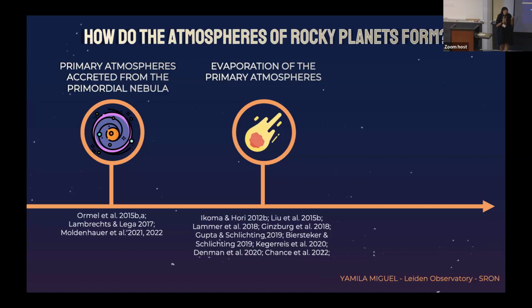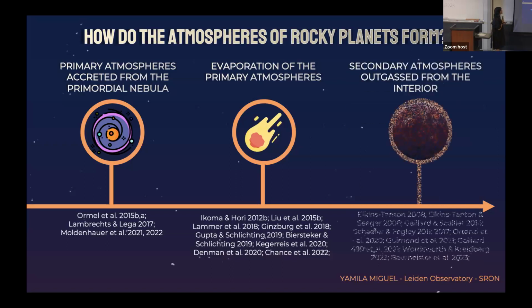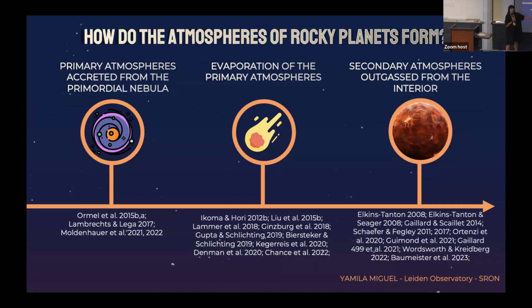So some planets might hold on to that primary atmosphere, especially if they are very big, more like super Earths or Neptune-like planets. Some of them might lose it completely. We really don't know. It depends on the history of the planet. And then after that, there is also something that is happening at the same time. So these two processes are really happening at the same time.